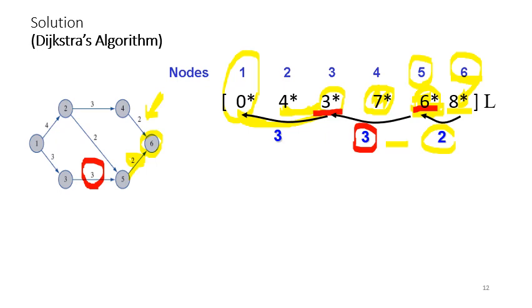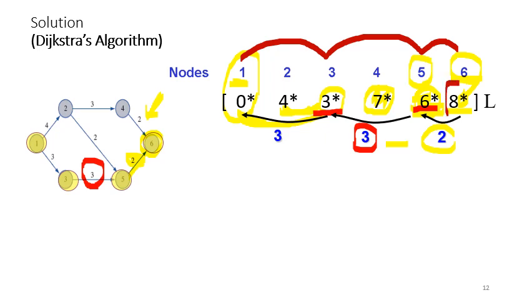So now we have reached the node where we are starting this problem. It means that we can read this solution like this. So it means that we're going from 1 to 3 to 5 to 6. That is the optimal solution, and then the minimum distance for that shortest path is 8. Okay, so this is how to read the solution from Dijkstra's algorithm.